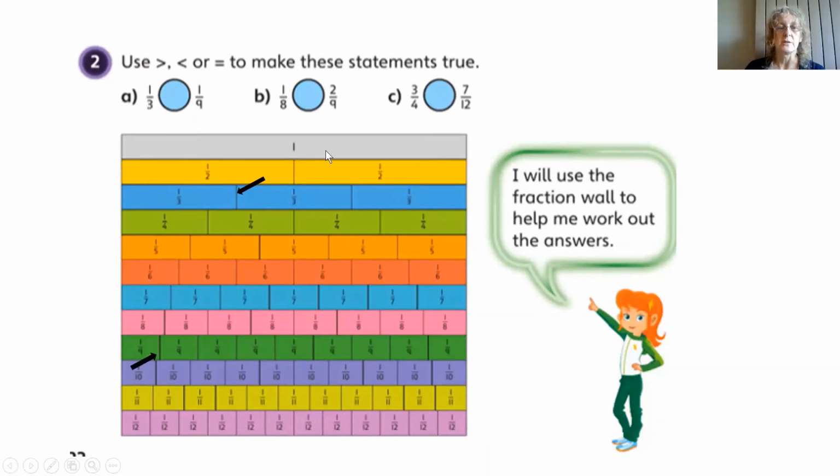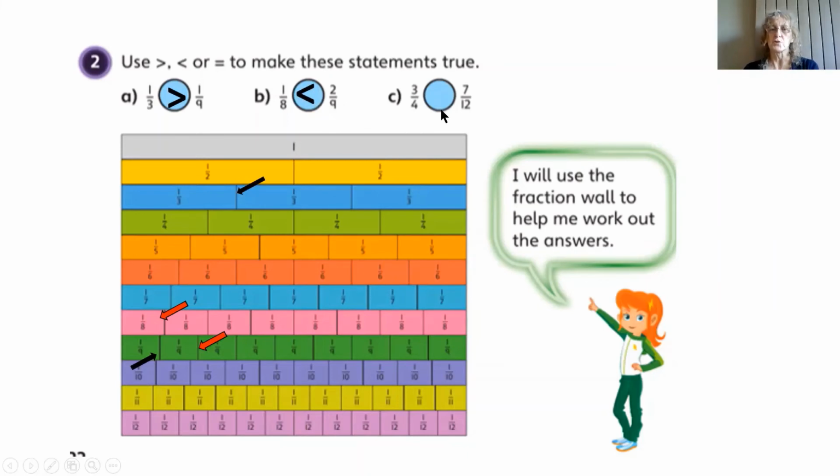Next one gets a bit tricky, because my numerators are not the same. So my numerator is 1 part of 8 there, 1/8, and it's 2/9. But I'm definitely going to use my fraction wall here. So let's have a look at my 8ths, which is there, and my 2/9s, which are there. So we can see straight away that 1/8 is smaller than my 2/9s. We can see that sign there.